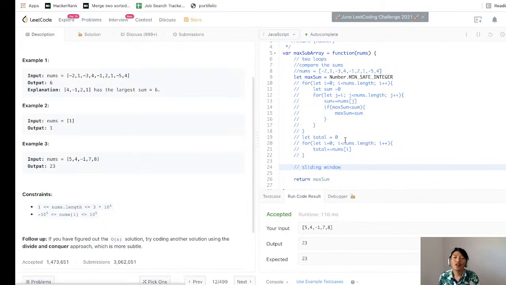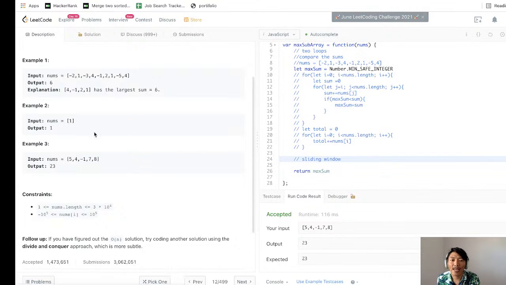If you are new to this technique, it is how we slide windows. For example, in this example one, the sliding window technique goes like this. It will start, then it will shrink, and then it will go something like this. There are two pointers.